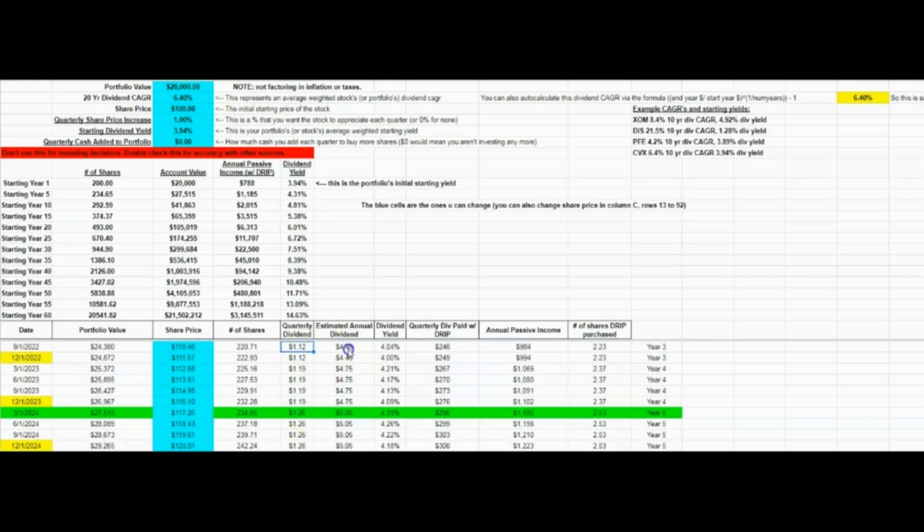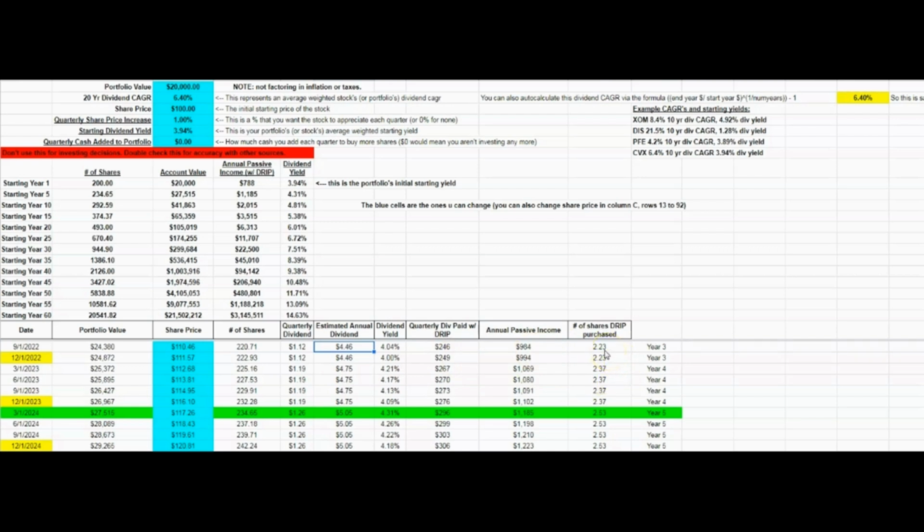And if this is a quarterly dividend, then the annual dividend is just the quarterly times 4. It shows how your dividend yield would change, how much is being paid quarterly into a DRIP, and how much that would be passively annually. And this is how many shares your DRIP would purchase.